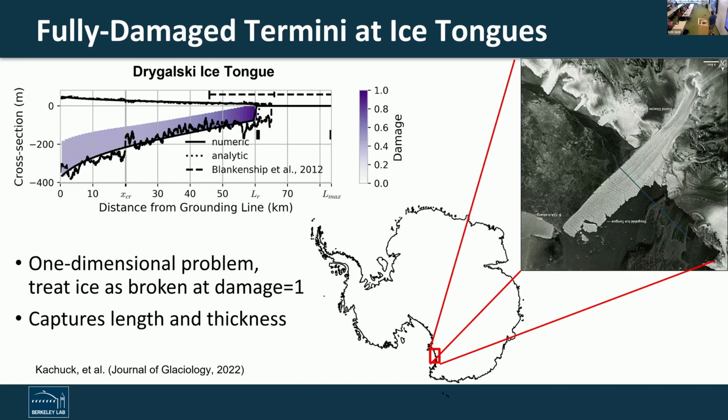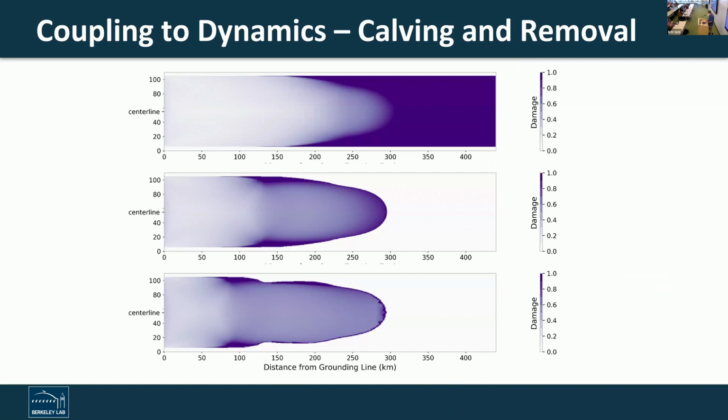This is the one-dimensional problem, sort of a reality check. It was nice to check, and we published that back in 2022. The point is that we are able to predict where the ice tongue breaks off by using our damage model, which is a neat thing. And for a 2D ice tongue, you can generate these predictive calving fronts, which match the theory very well.